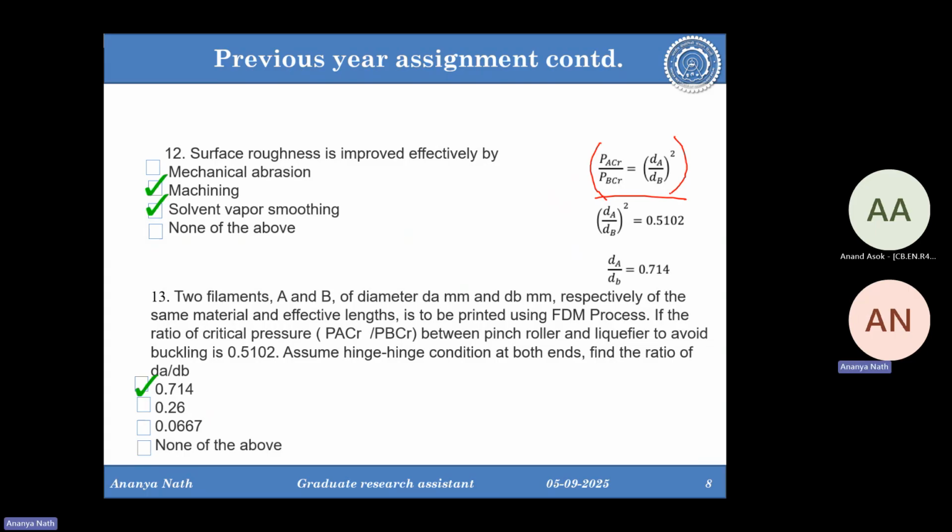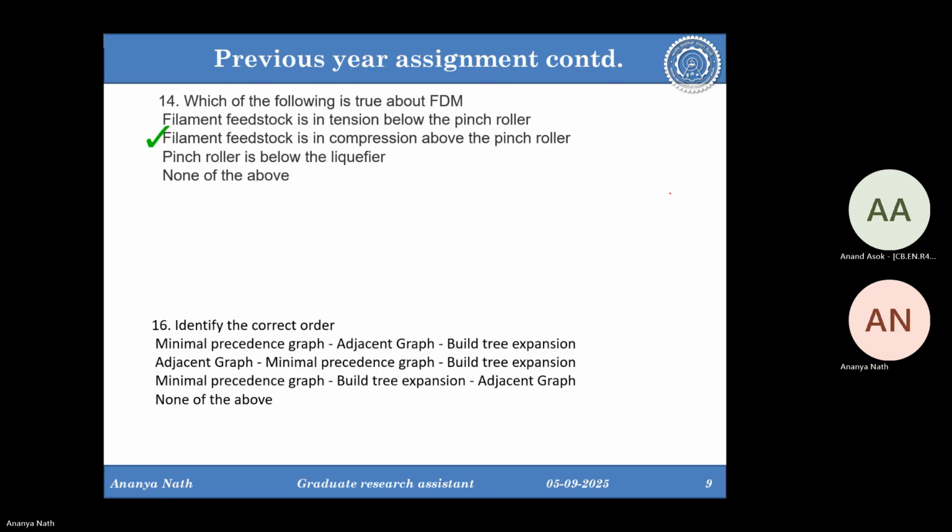So surface roughness is improved effectively by machining and solvent vapor smoothing. Mechanical abrasion is also one. Mechanical abrasion is basically shot blasting, one kind of abrasion, you can say. Sand blasting is also a type of how you can avoid the surface roughness. Which of the following is true about FDM?